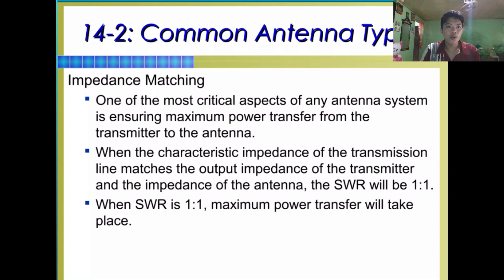Impedance matching. One of the most critical aspects of any antenna system is ensuring maximum power transfer from the transmitter to the antenna. When the characteristic impedance of the transmission line matches the output impedance of the transmitter and the impedance of the antenna, the SWR will be 1 to 1. When the SWR is 1 to 1, maximum power transfer will take place.